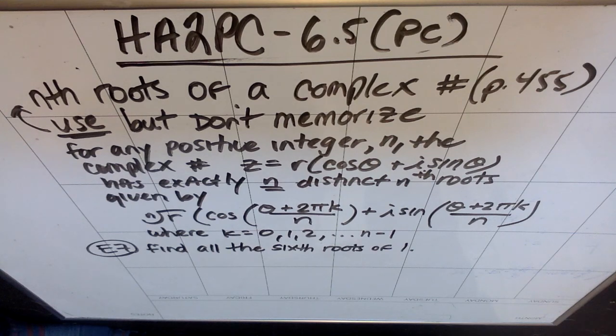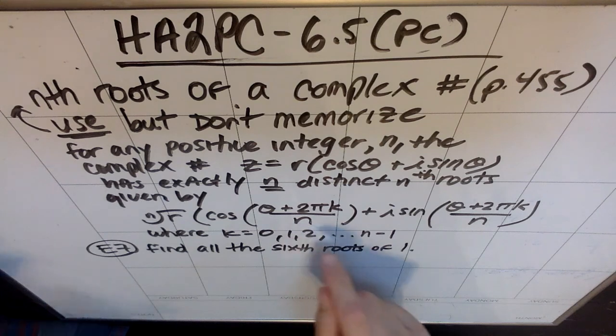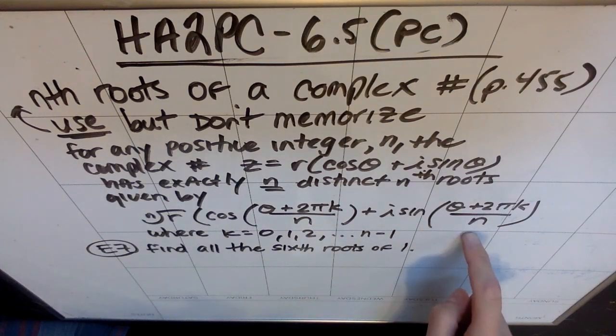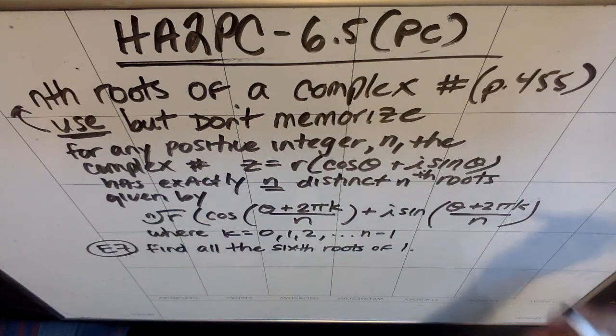For any positive integer n, the complex number z equals r times the quantity cosine theta plus i sine theta has exactly n distinct nth roots given by this crazy formula. So the nth root of r times the quantity cosine of this big crazy angle, which is going to be theta plus 2 pi k over n, and it's going to be the same one in the sine, which I then also forgot a parenthesis at the end.